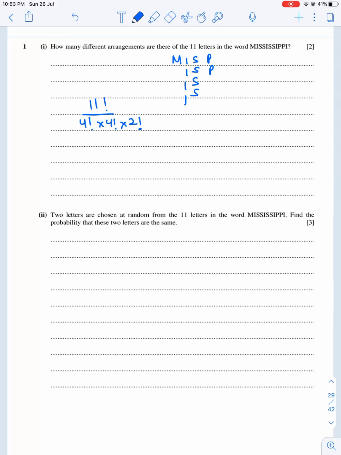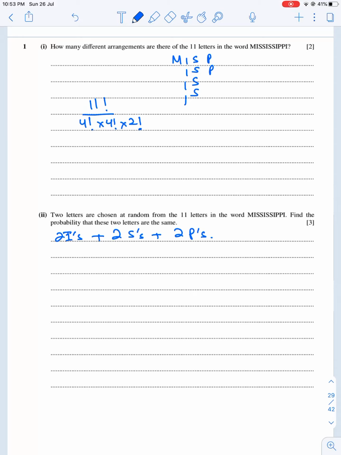2 letters are chosen at random from the 11 letters in the word Mississippi. Find the probability that these 2 letters are the same. Okay, so they can be either 2 I's, or they can be 2 S's, or they can be 2 P's. Apart from that, there's just one M left, so we cannot take that case. Two letters are chosen from these 11.